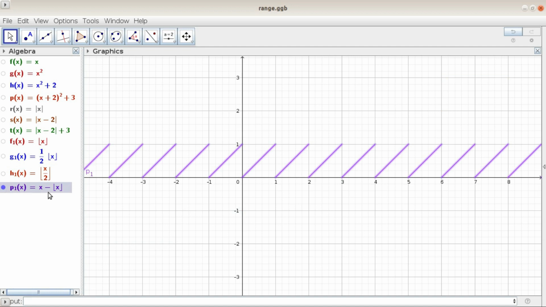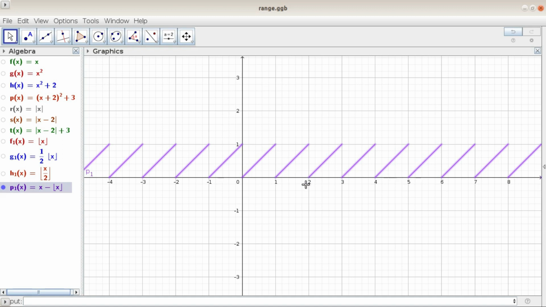Now here, x minus floor x. The function is x minus floor x. The domain is the set of all real numbers and the range is [0, 1). Y varies from 0 to 1. When x is equal to 1, we get 1 minus 1, which is 0. So this point is (1, 0). This point (1, 0) belongs to the graph, but (1, 1) does not belong to the graph.